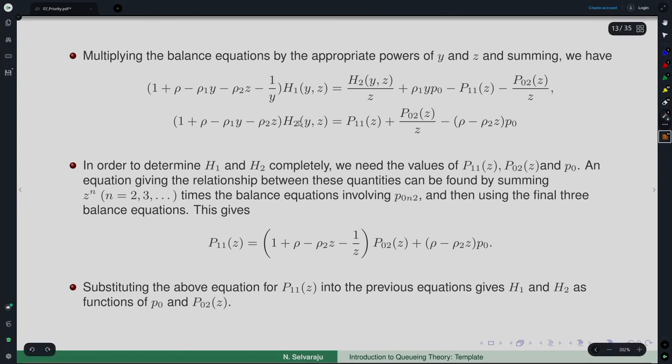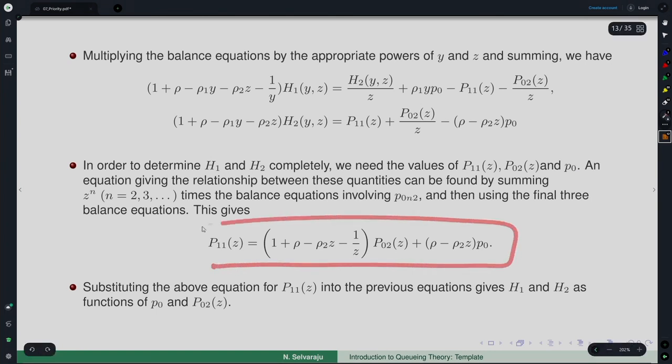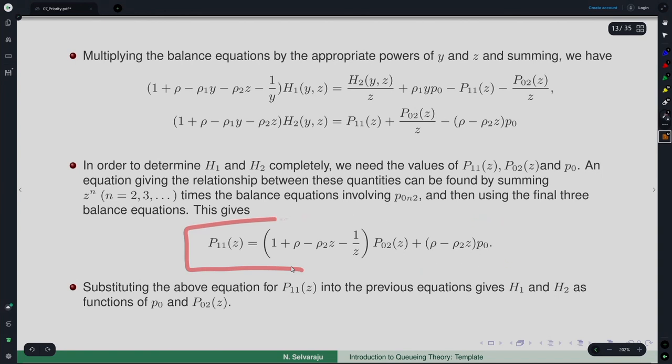So, if you want to know this completely, then you need the values of these 3. But one can find a relationship between these 3 quantities by using the equation corresponding to p0n for n at least 2. You can use that equation by summing z to the power n from 2 onwards and then arrive at this expression here. Now, what we have done is p11 you have obtained in terms of p02 of z and p0.